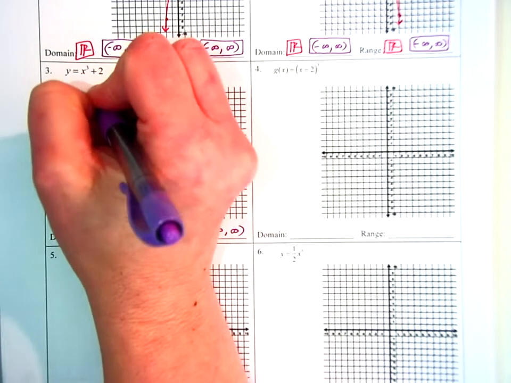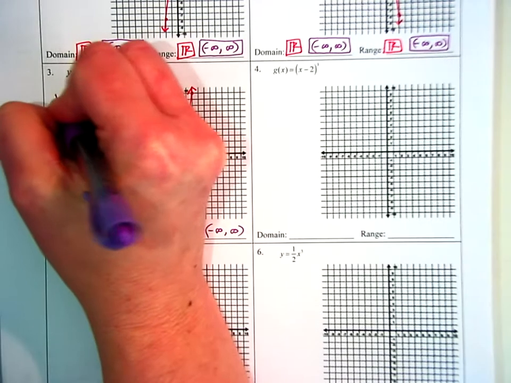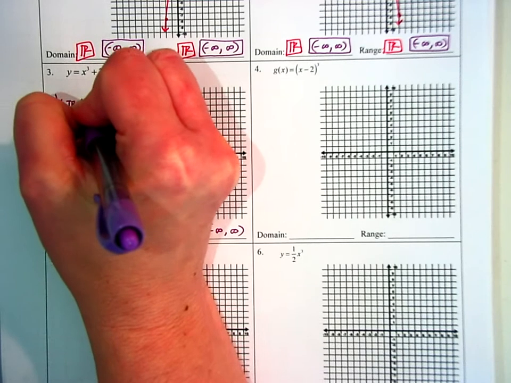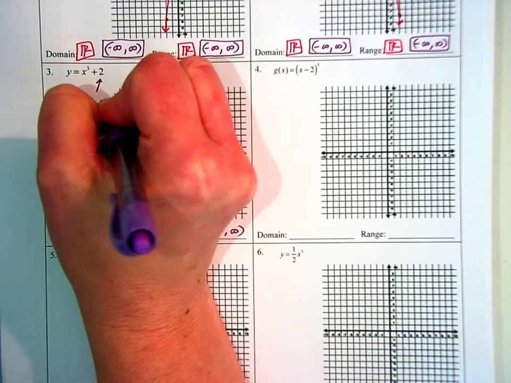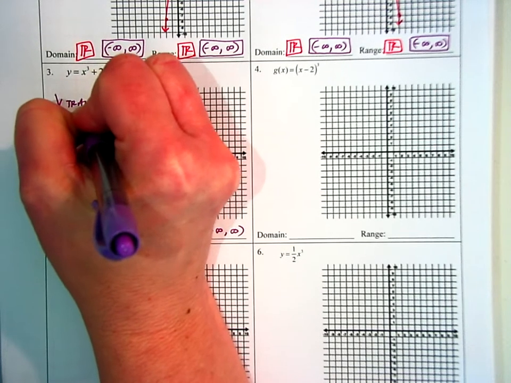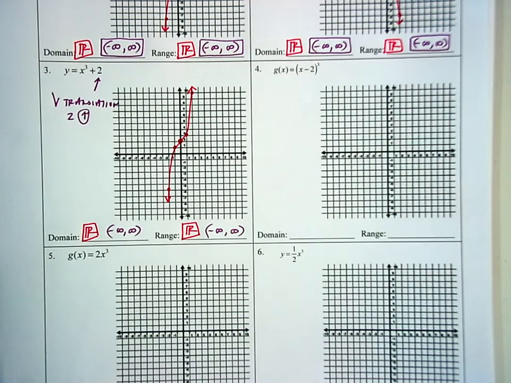And then up here, I'm just going to make a note that this was a vertical translation or shift 2 units up. So every point from my parent has slid up 2 units, a vertical translation or a vertical shift 2 units up.